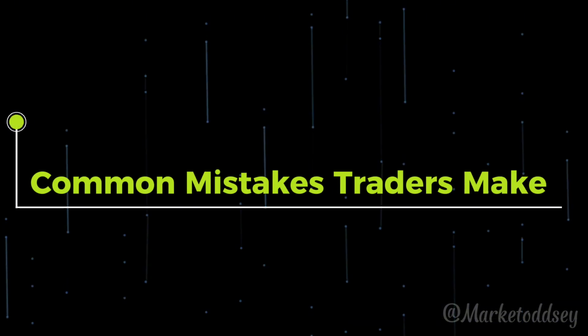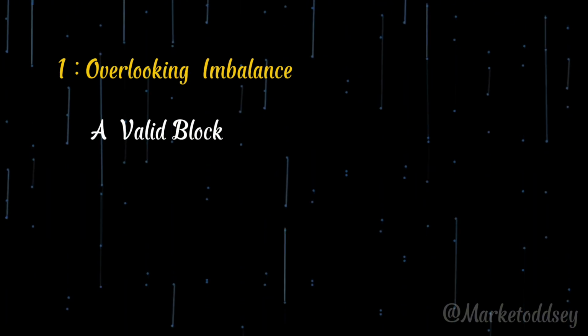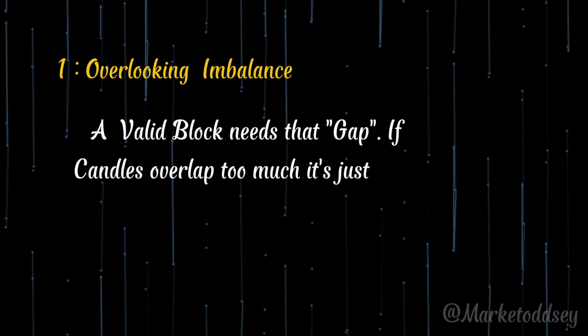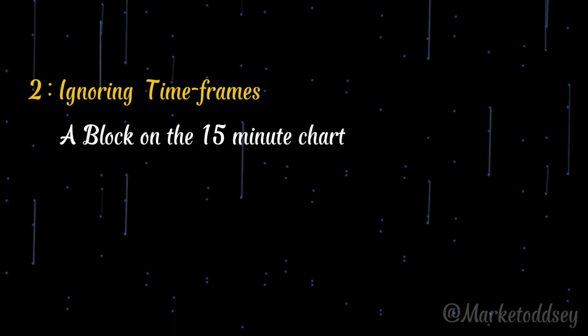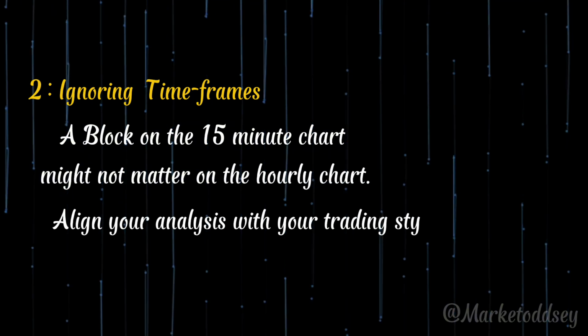Common mistakes traders make. Avoid these pitfalls when identifying order blocks. Overlooking imbalance. A valid block needs that gap. If candles overlap too much, it's just noise. Ignoring time frames. A block on the 15-minute chart might not matter on the hourly chart. Align your analysis with your trading style.